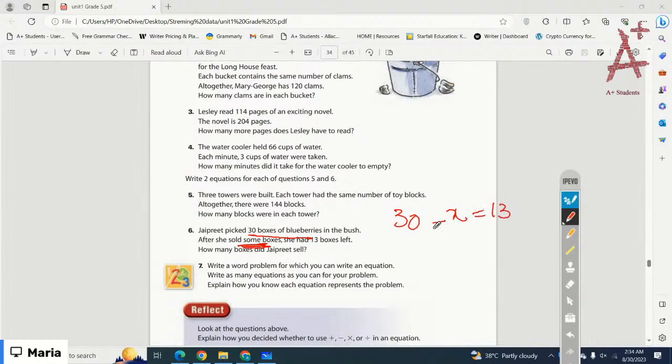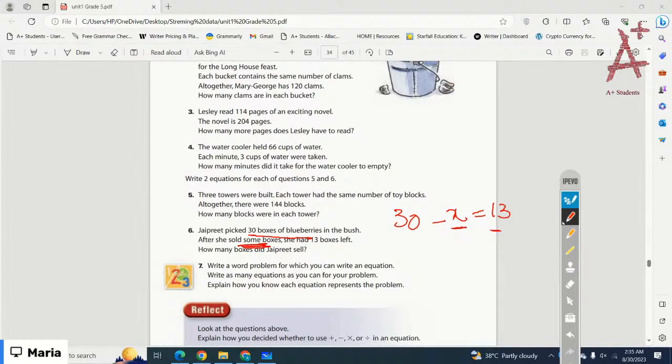She had 13 boxes left. After she sold some boxes, she still had 13. How many boxes did Jaypreet sell? If you don't have to write the equations, they are very easy. You simply subtract 13 from 30 and you get 17 boxes.